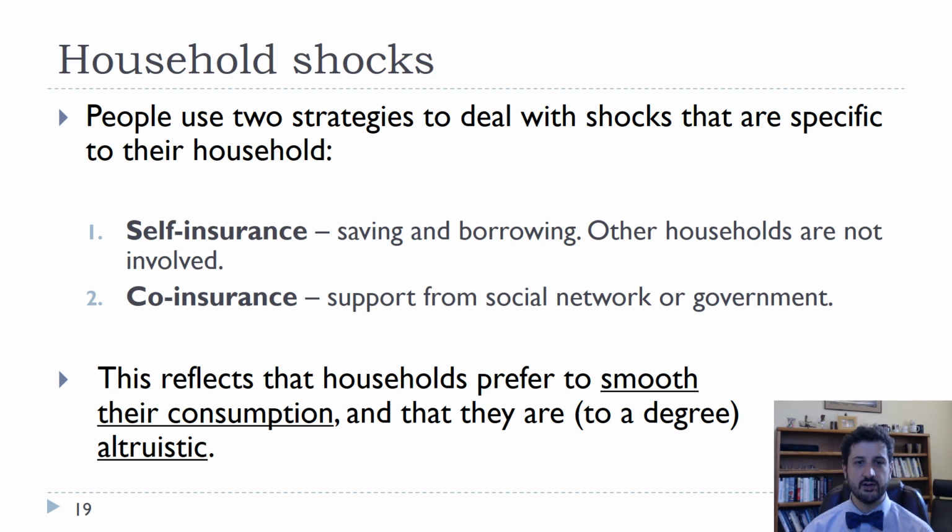And so the idea here is that households like to smooth their consumption, and also that they are, at least to a degree, altruistic. You're willing to pay taxes in order to pay for unemployment benefits, for food stamps, or you're willing to help out a friend or a relative if they have bad luck. They can come over to your house for dinner. Maybe they can even stay with you for a while. So household shocks, not too difficult to deal with.